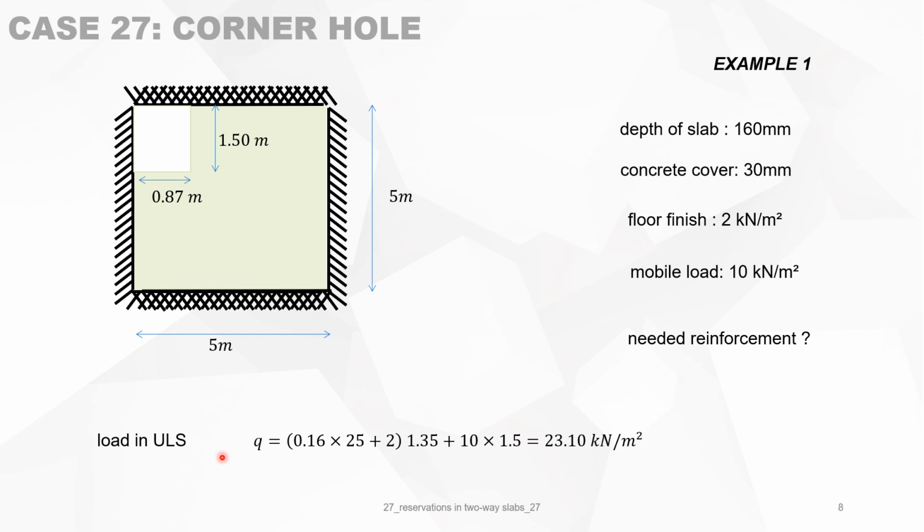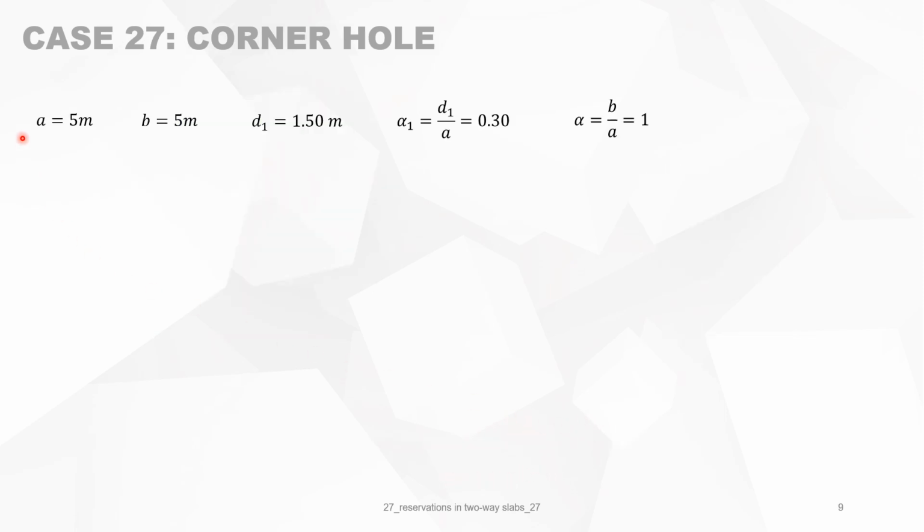We calculate the load in ULS, and it's 1.35 times the permanent load plus 1.5 times the mobile load, which gives you 23.1 kilonewton per square meter. Different parameters: we check if it's case 27, so d1 over d2 over d1 must be 1 over the tangent of 60 degrees, so it's okay.